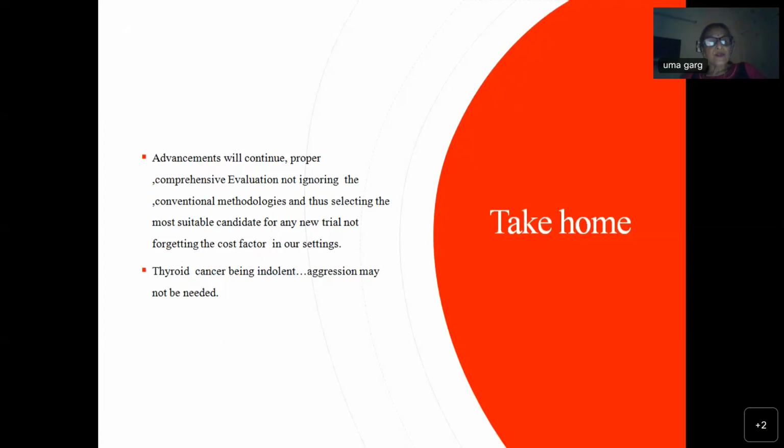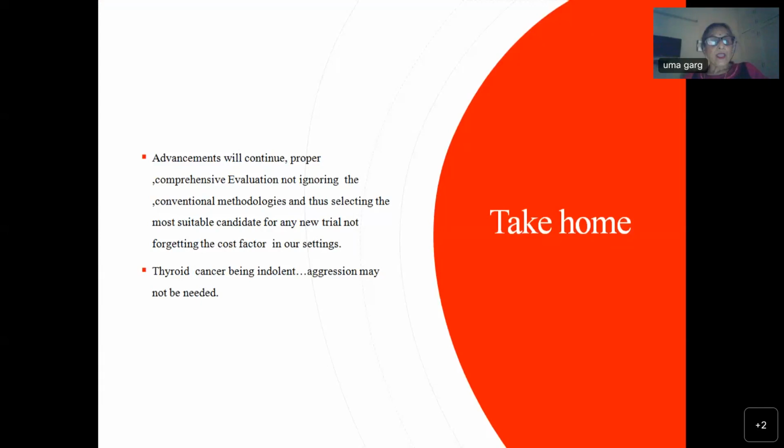of, but it is an indolent, slow growing tumor, and therefore we should not be aggressive in its treatment. So it being indolent, aggression may not be needed.